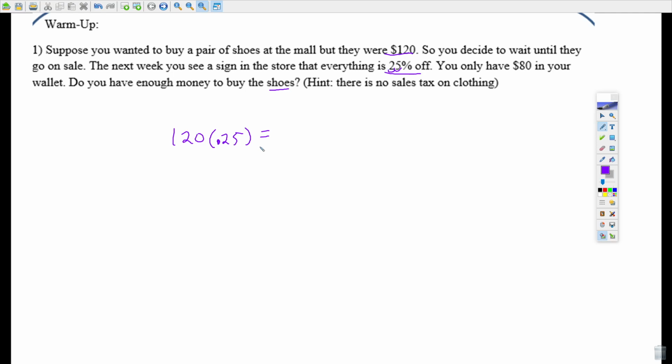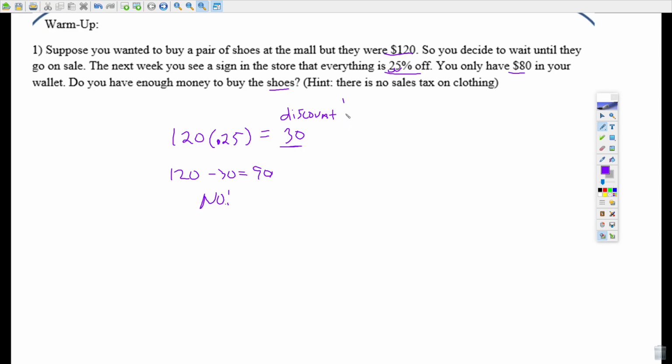That would be $30. So this is your discount. How much you're getting off. So you would take that amount, and we're going to subtract that from the original price and get $90. So then we can answer the question, do you have enough money to buy the shoes if we only have $80? So no, we do not. We need an extra $10.